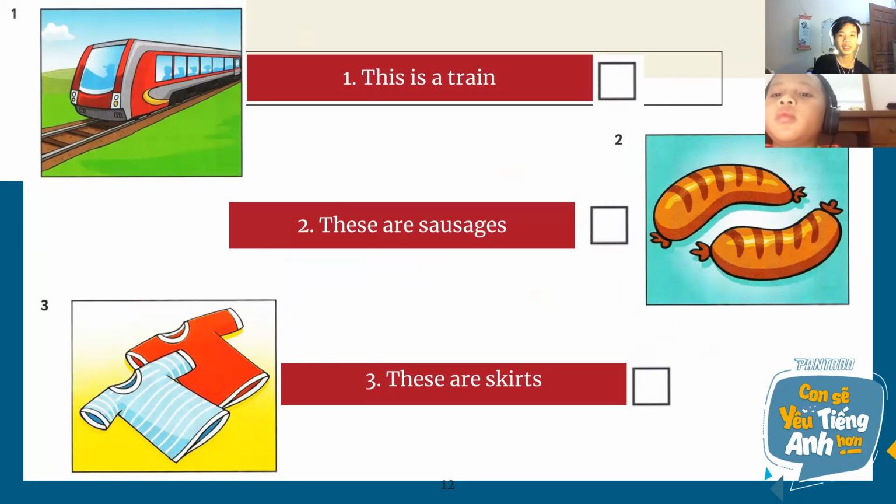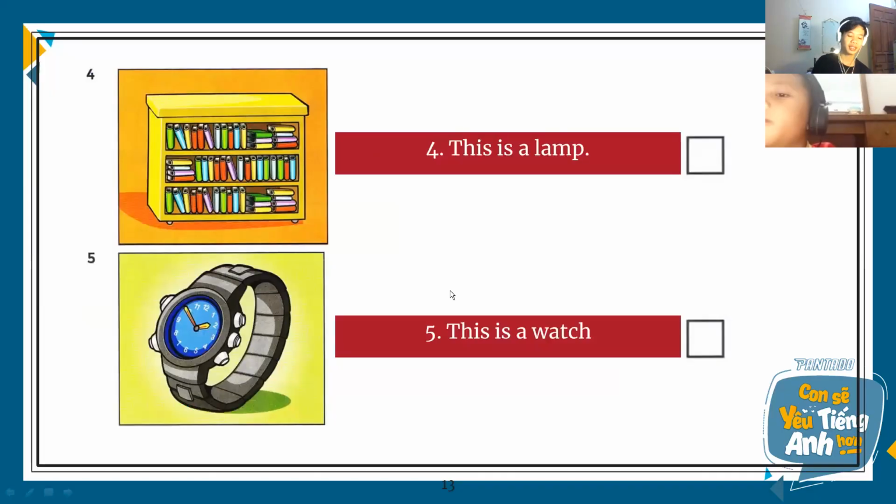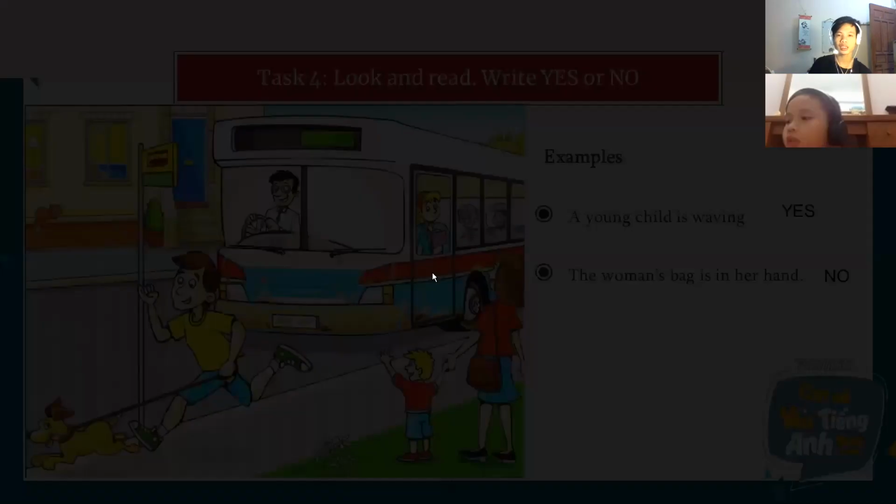Number two, these are sausages? No. Three, these are skirts? Yes. Four, this is a lamp? No. Five, this is a watch? No. Yes. Yes or no? Yes, okay.